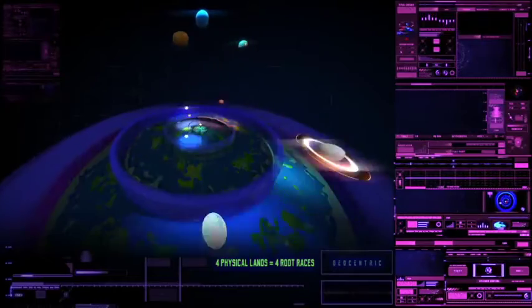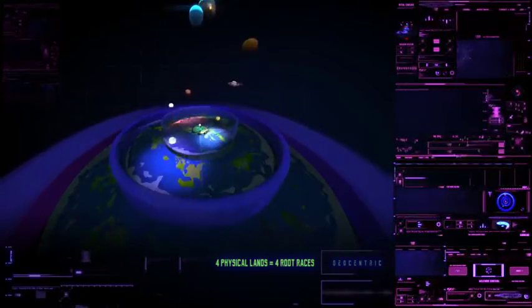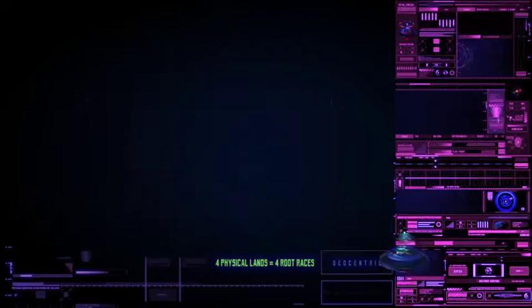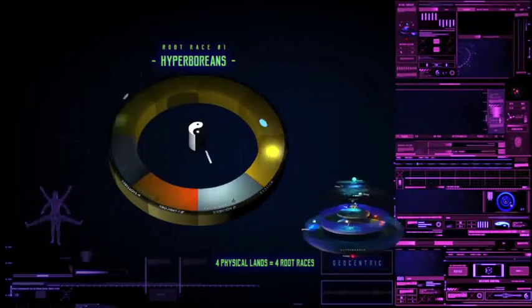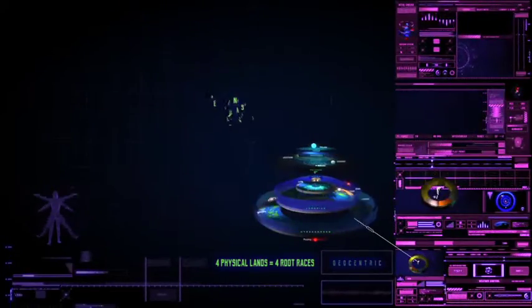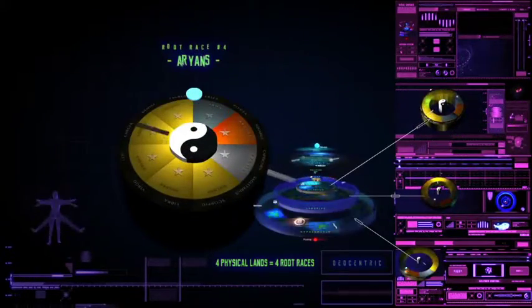Now, just as there are 4 earthly physical realms, there are also 4 physical humanoid root races associated with the creation of each realm. These 4 root races are the Hyperboreans, Lemurians, Atlanteans, and Aryans.